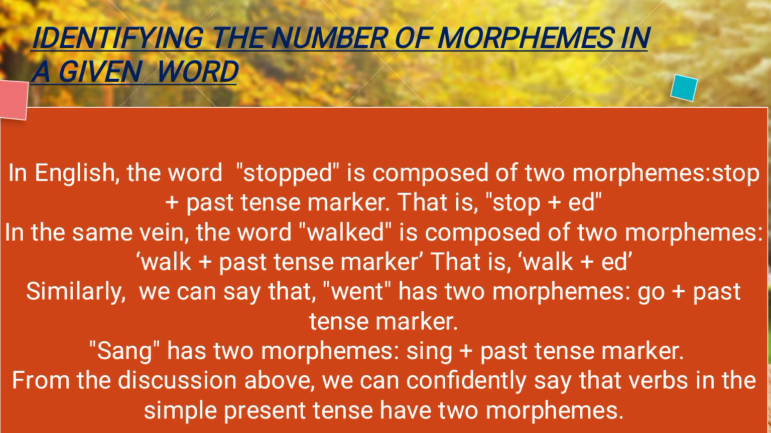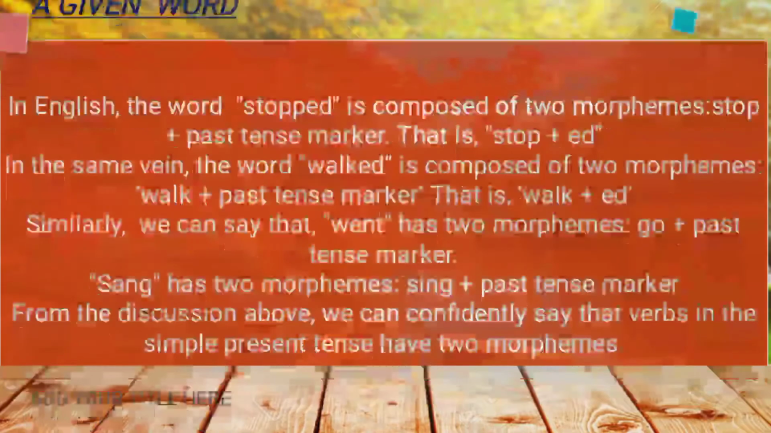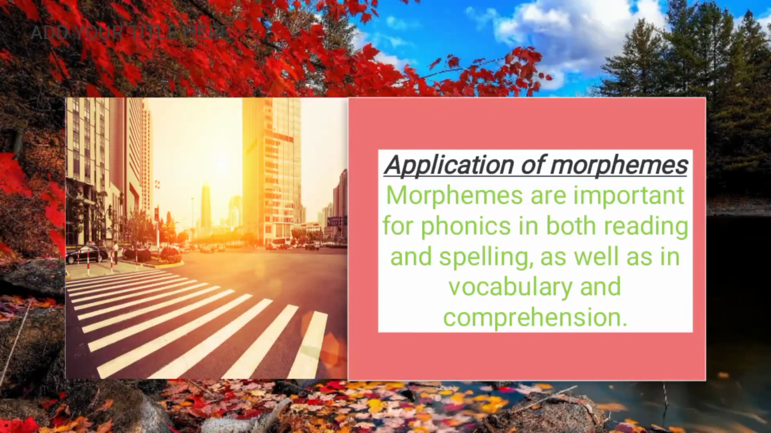From the discussion above, we can confidently say that verbs in the simple past tense have two morphemes. Application of morphemes. Morphemes are important for phonics in both reading and spelling, as well as in vocabulary and comprehension.